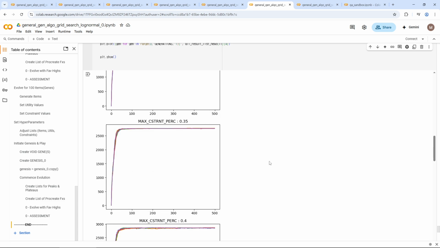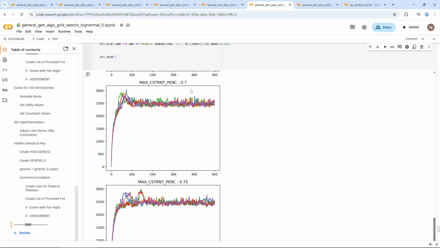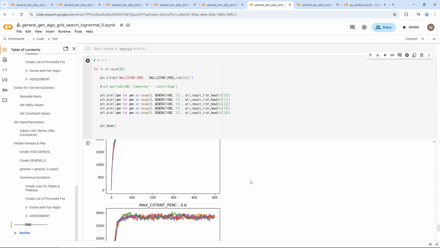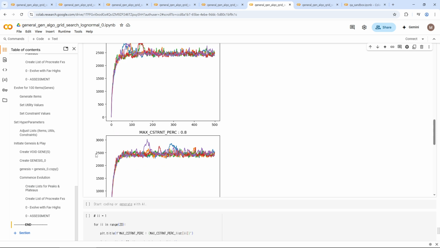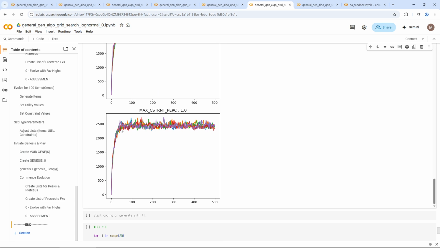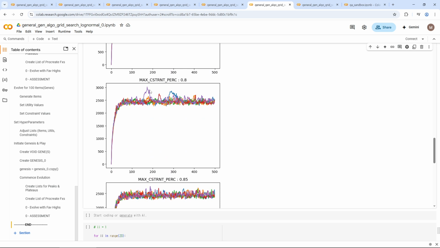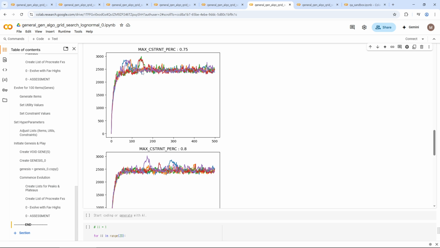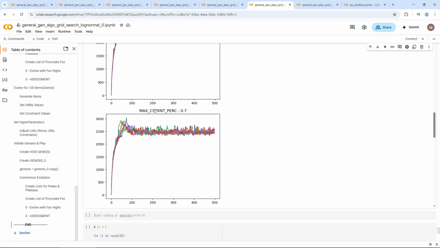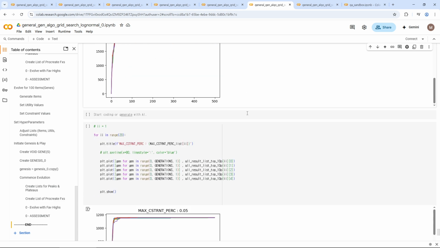So we'll just cut to the chase and look at when the maximum constraint percentage is at 100%. The top values never reached 3,400. Not here, not here. It never reached it. Maybe here, we got lucky. Here, we also got lucky. But then again, yeah. So let's have a look at the plots for the top 10%.